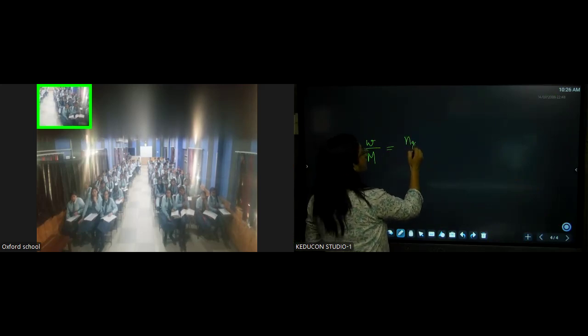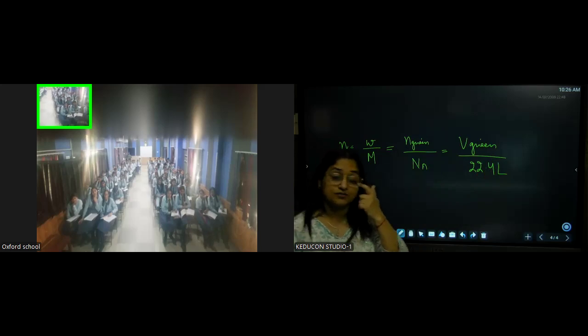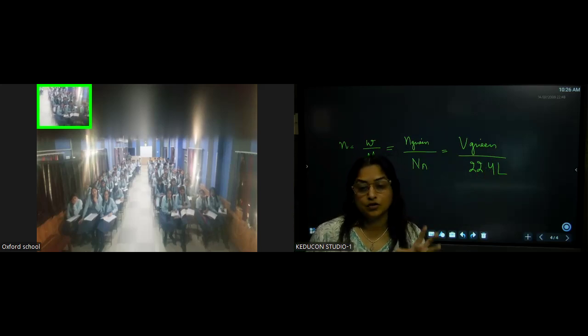Like you must have done these formulas. If you want to calculate number of moles, that is equal to mass upon molar mass, or given weight upon molar mass, or given number of molecules upon Avogadro number of molecules, or given volume upon 22.4 liter, which is volume of 1 mole. This is a shortcut formula, but you should know the concept for the complicated questions. And the concept is nothing, it is just the unitary method.